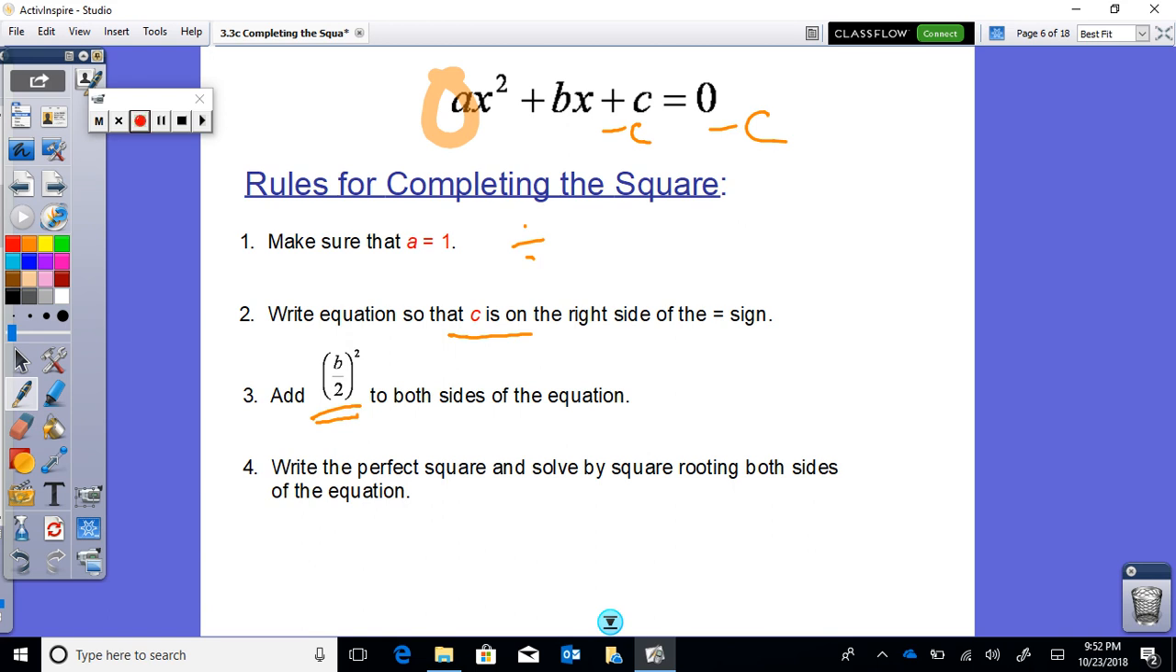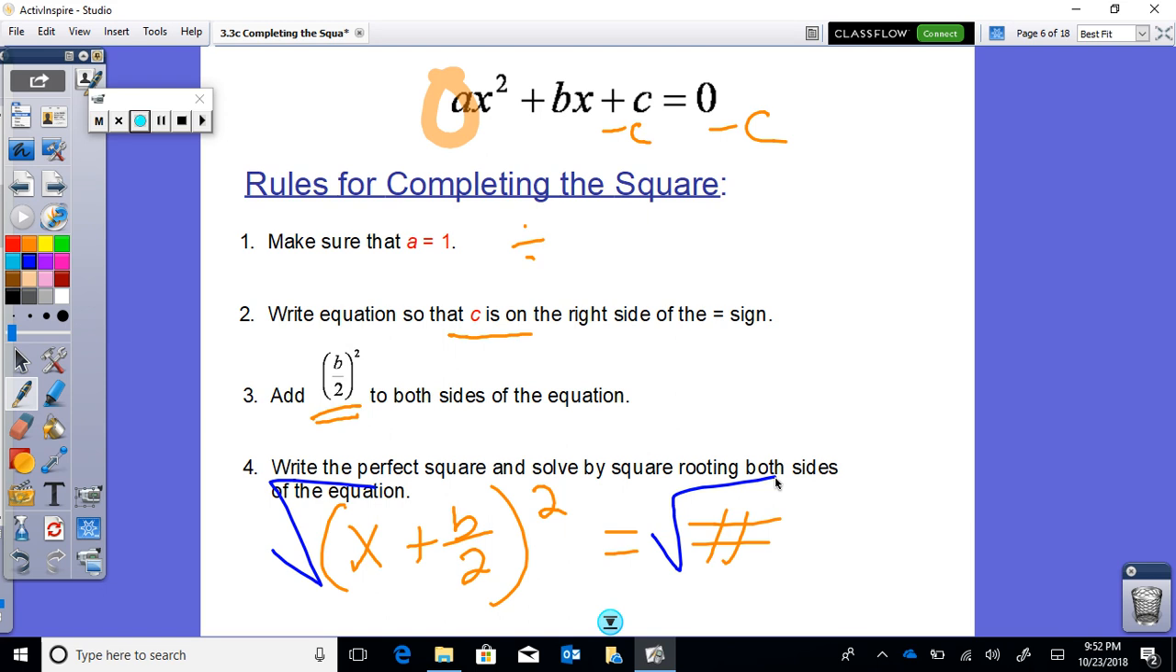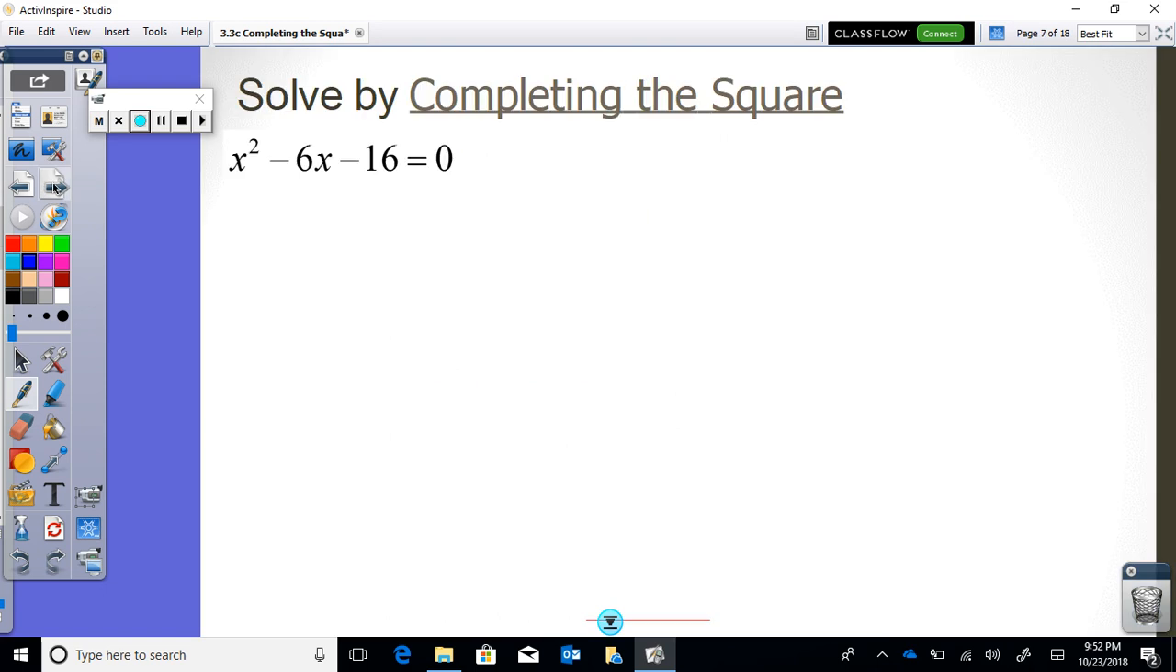Then you write it as a perfect square, and remember that it's always whatever your b divided by 2 was, squared, and you write that equal to some number, and then you end up solving it by square rooting both sides and solving from there. So let's look at a couple examples.